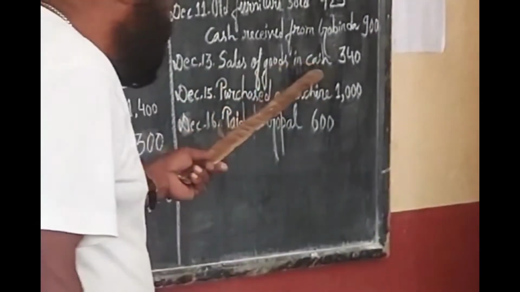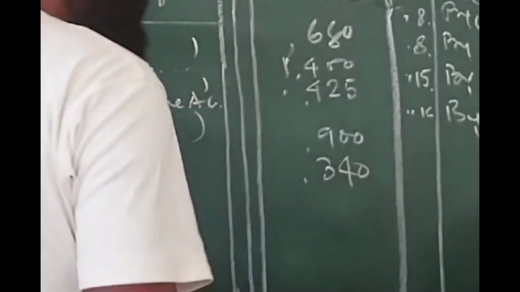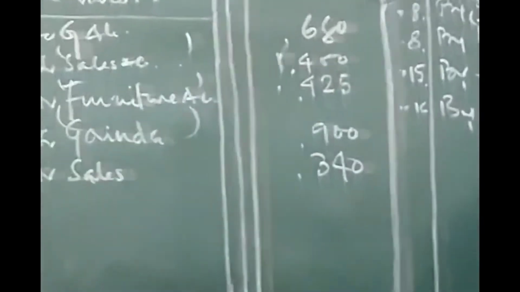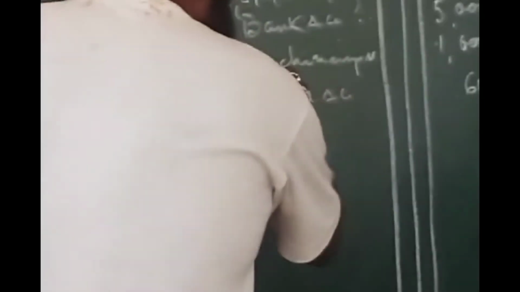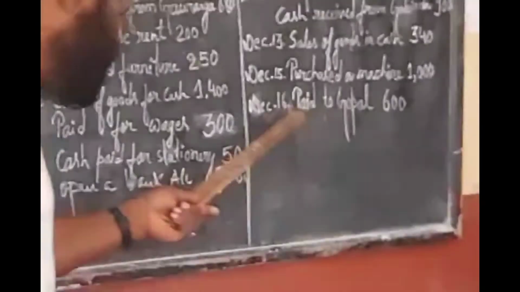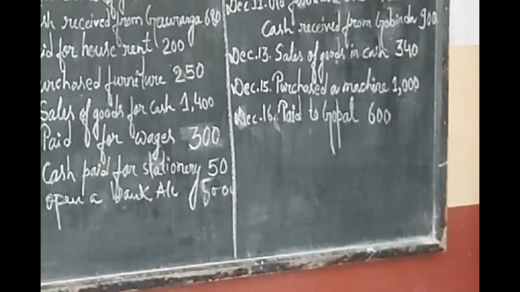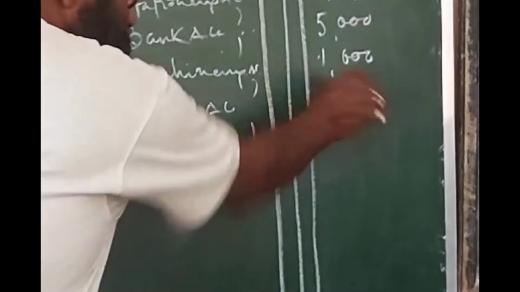Then comes sold goods for cash. Cash account debit to sales. So in the cash book it is to sales, 340, and in the sales account it should be by cash. Purchase machinery and pay to Gopal. Gopal account debit to cash. So I am making the payment, so cash is credited and Gopal account is debited.